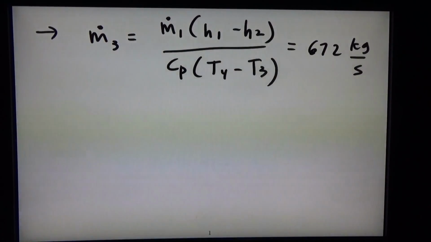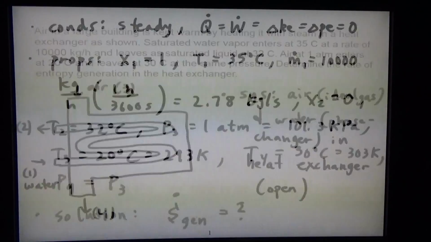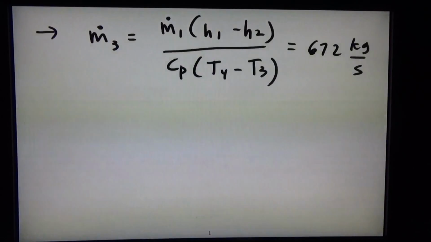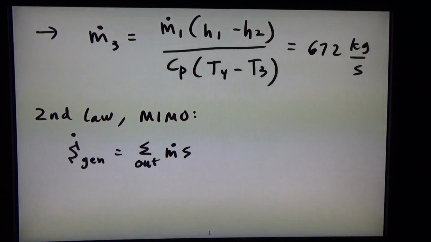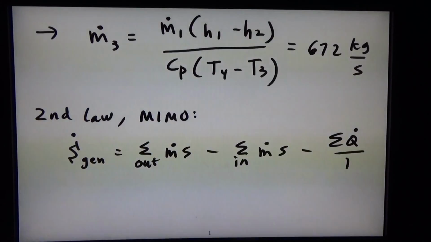Alright, so we've analyzed the first law and we've found the mass flow rate of the air. Analyzing the second law, which is what we really want to be doing to get the entropy generation rate. Let's now write the second law. We want to use the multiple inlet, multiple outlet open system equation for the second law, which looks like rate of entropy generation is equal to sum out m dot s minus sum in m dot s minus sum of q dot divided by T sub b.